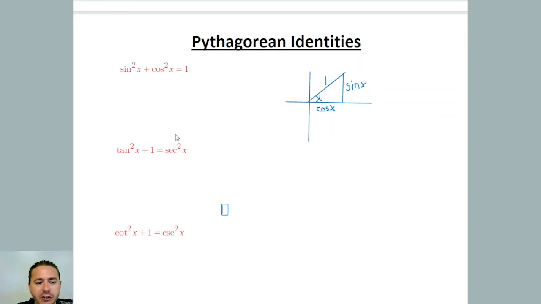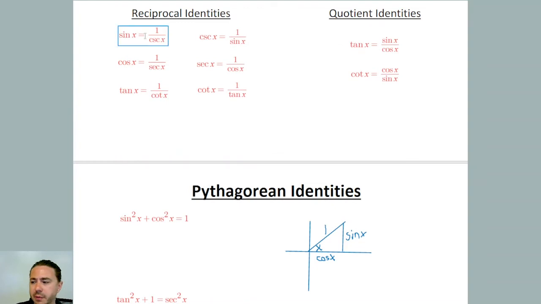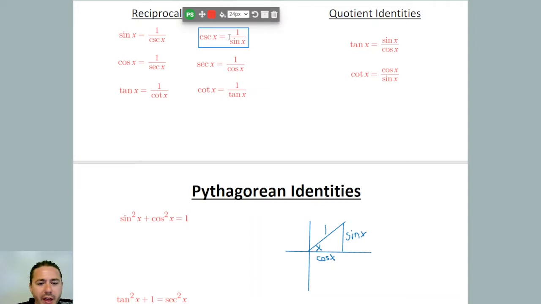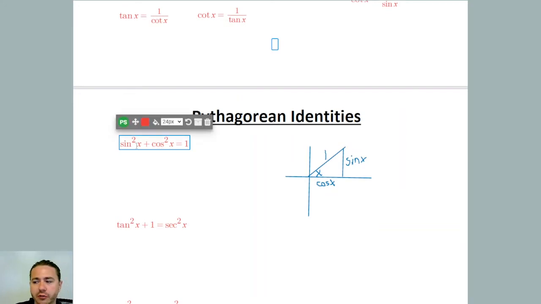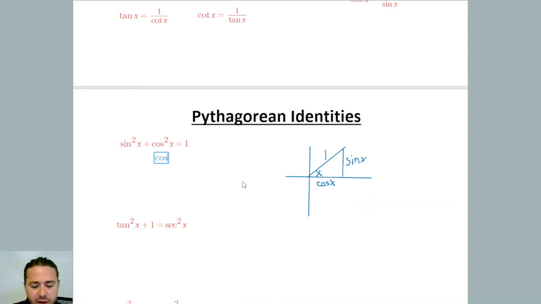There are variations on these, just like how we were able to manipulate these three reciprocal identities to write them in maybe a more convenient way, depending on what your problem has. And we can rearrange these too. Basically we can solve for either cosine squared or sine squared and get a variation on this equation. So if I were to solve for cosine squared x, it would equal 1 minus sine squared x. Or if I solve for sine squared x, I would get sine squared x equals 1 minus cosine squared x.